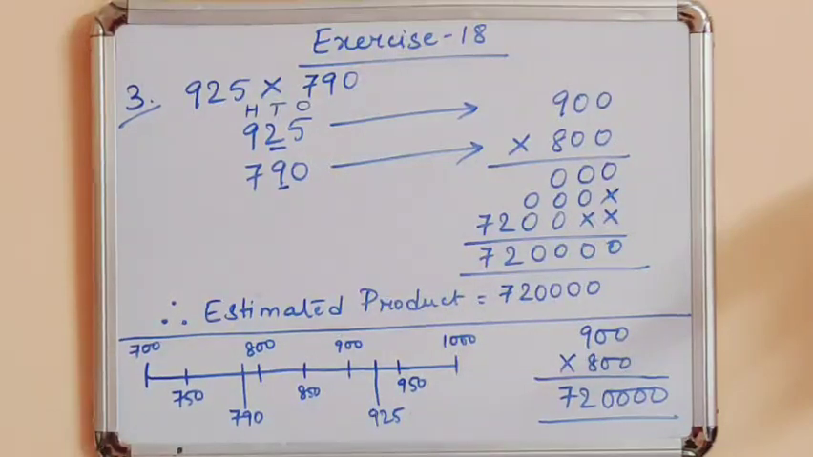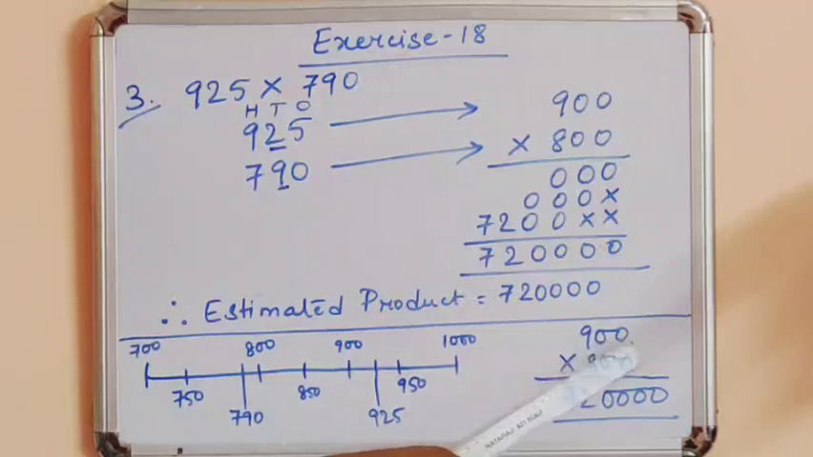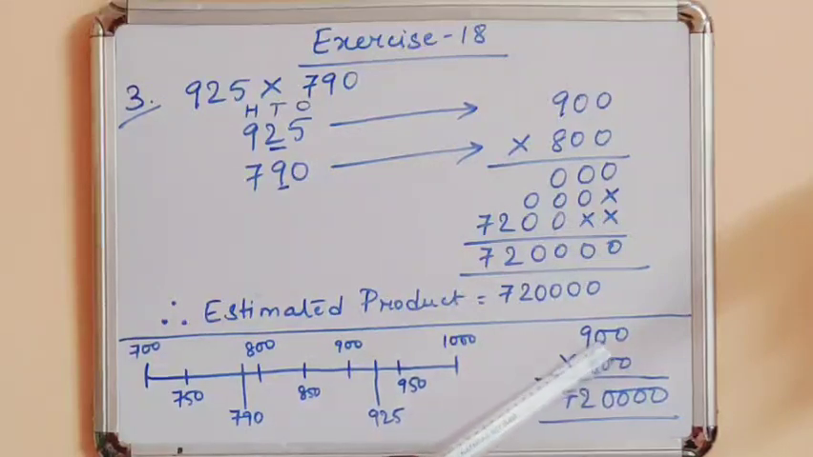So you ignore these 4 zeros for once. Then you will be left with 9 and 8. So 9 into 8 is 72. And there are 4 zeros, you just put these 4 zeros at the end. So this becomes 7,20,000. Same here, 7,20,000. So ignore the last zeros for once and multiply the remaining digits, and whatever answer you got, the number of zeros that you have already taken aside, you just put those zeros at the end. So that number will be same.